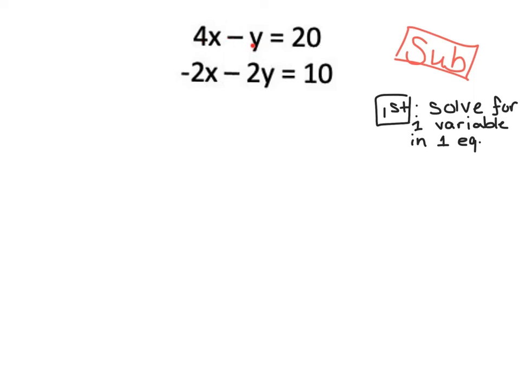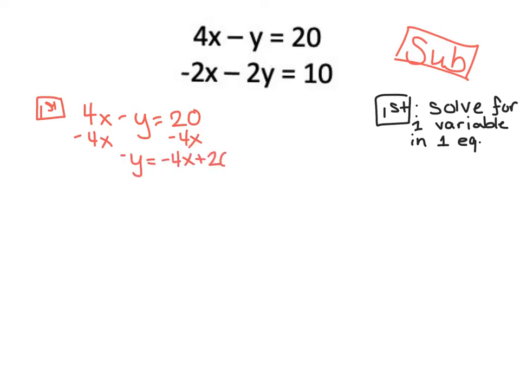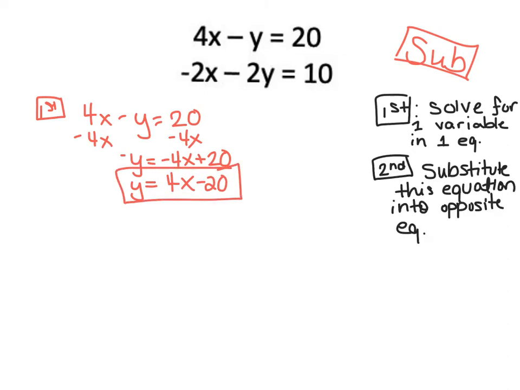So when I look at this top one, I'm choosing to solve it for y. To do that, I subtract 4x from each side, which produces -y is equal to -4x plus 20. Then I would divide both sides by -1 to get y is equal to 4x minus 20. Now I'm going to substitute this equation into my opposite equation. So my other equation is -2x minus 2 times y equals 10.